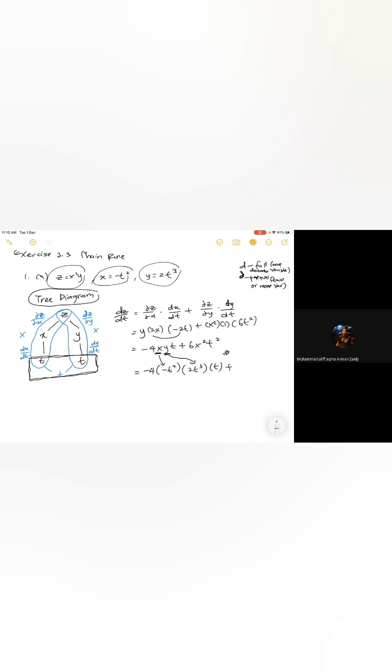Tambah 6, negatif T kuasa 2 kuasa 2, T kuasa 2. So you may try lah. Dapat tak jawapan dia 14T kuasa 6 tu, as in the answer sheet. 2 tambah 3, 5, 5 tambah 1, 6, 4 tambah 2, 6. T kuasa 6 tu dah betul dah. 8 tambah 6, 14. Okay, betul.